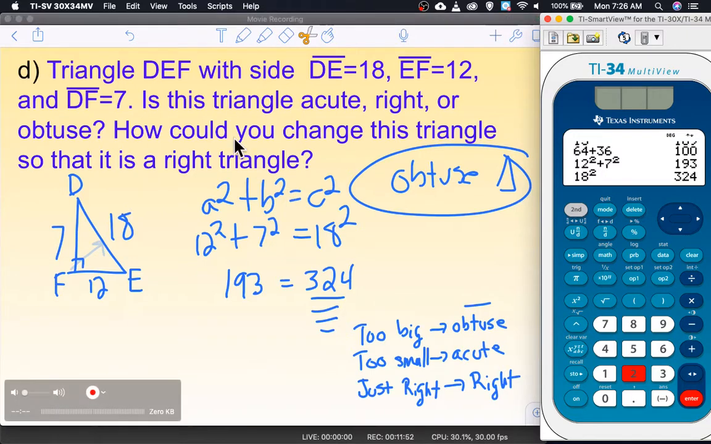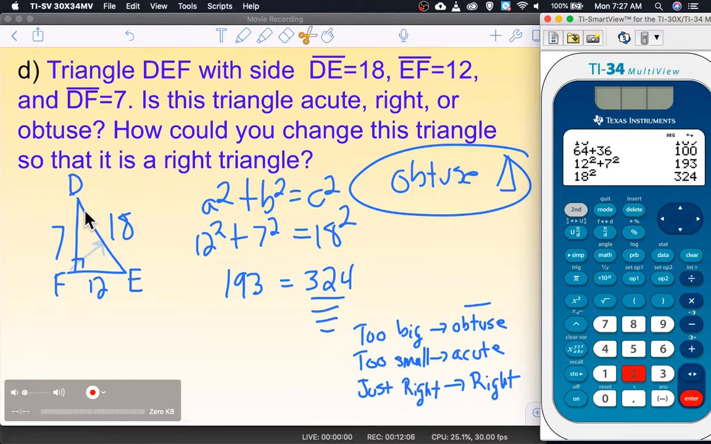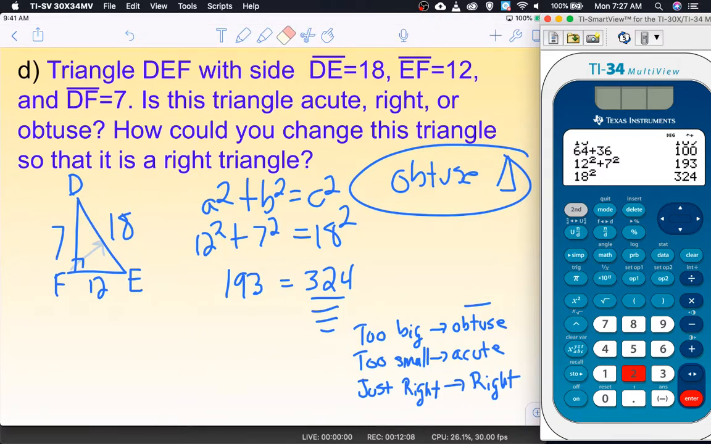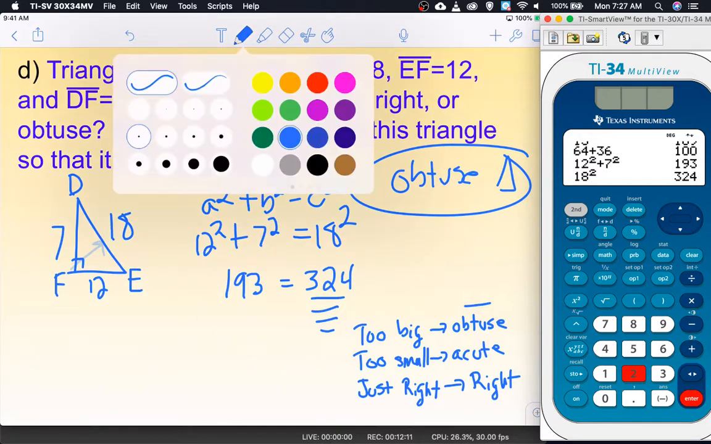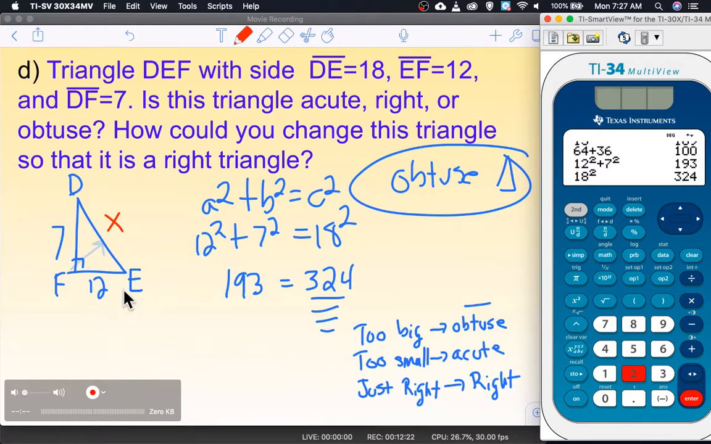Now, the second part of the question says, how could you change this triangle so it's a right triangle? Okay, so we know that these three sides in this combination doesn't work. All we would need to do is change one of the sides to make it work. So this is a lot easier than some students try to make this out to be. All you got to do is just say, okay, you know what? I'm going to get rid of that 18. I know the 18 didn't work, but I'm not quite sure what it should be. We know how to do this math. We know how to find the correct side length here by using our Pythagorean theorem.